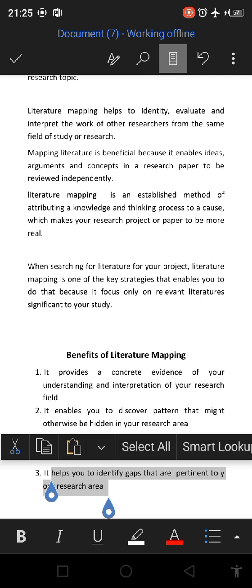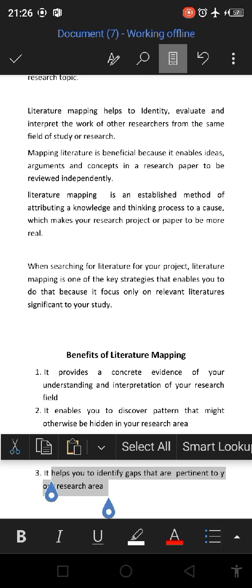Now, the next thing I want to show you are the different kinds of ways you can map out a literature. Remember, I said it could be graphical, it could be diagrammatic, that is, in the form of a diagram. And then it could be in the form of a table.